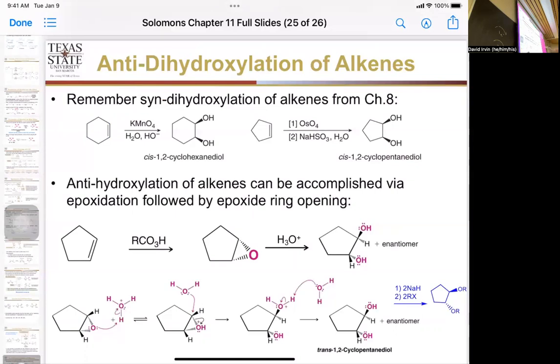This gives us enantiomers. The whole reason it does is that if the oxygen is down, we're going to protonate it, and the water has to attack this carbon or this carbon. If it attacks this one, it's going to give 1 enantiomer. If it attacks this one, it's going to give the other enantiomer, but they're both going to be trans. They're both going to be on opposite sides of the line. All right, questions on that?